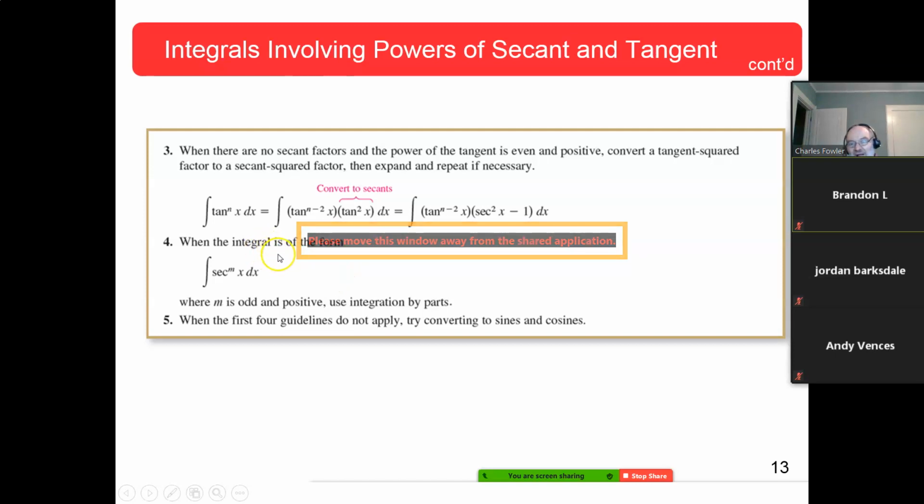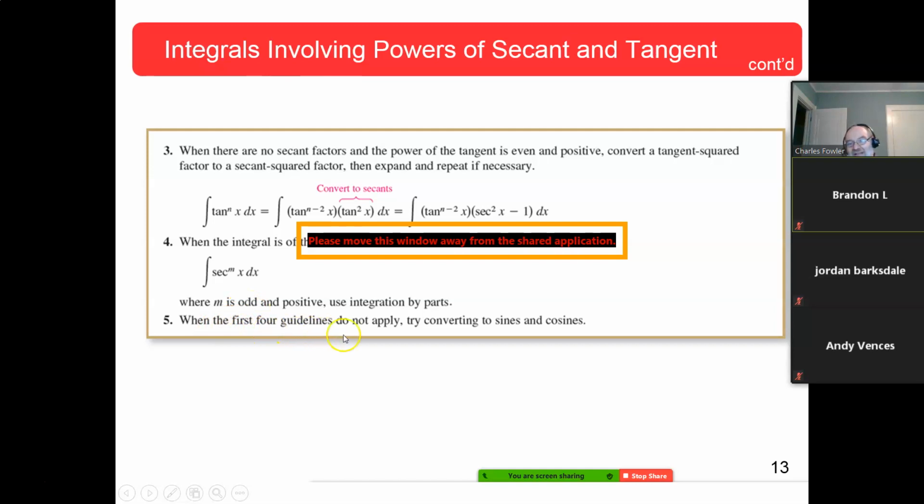When the integral is of the form secant to the mx, no tangents in that, where m is odd and positive, use integration by parts, okay? And you pull out one secant, and then the rest of them. So secant, odd, and positive, you get back.